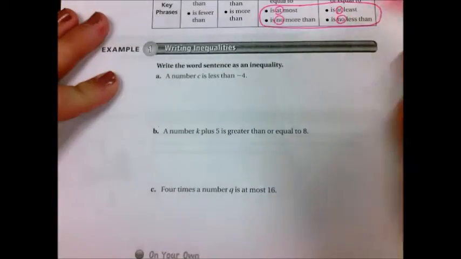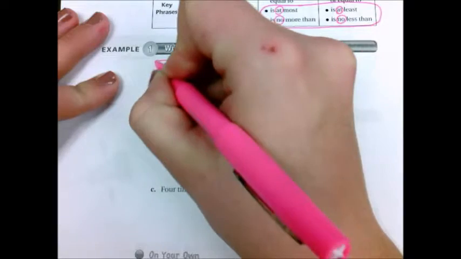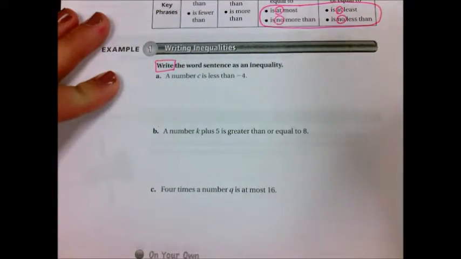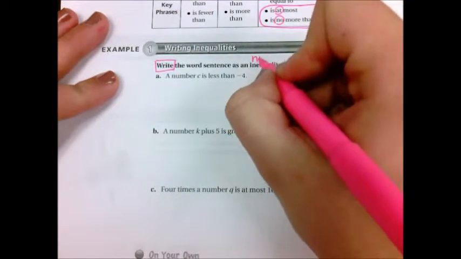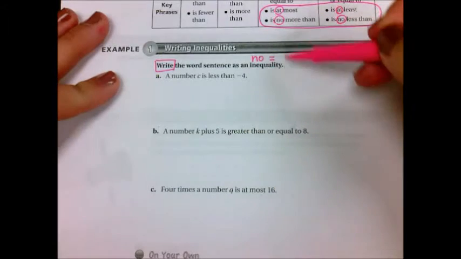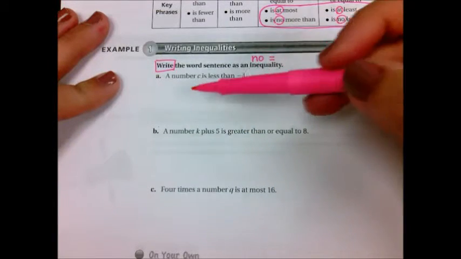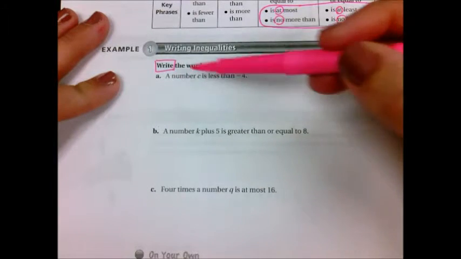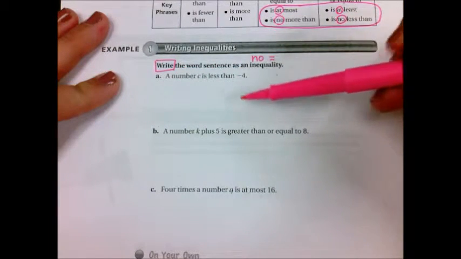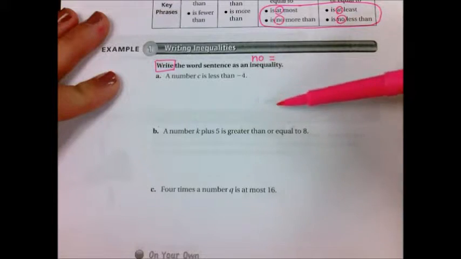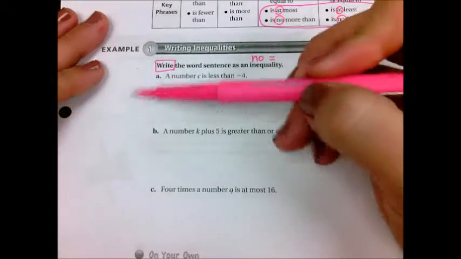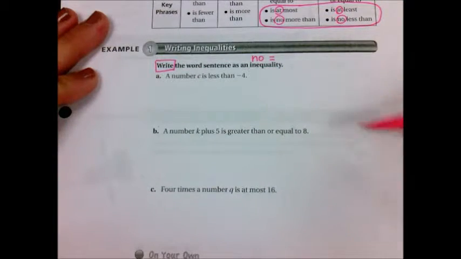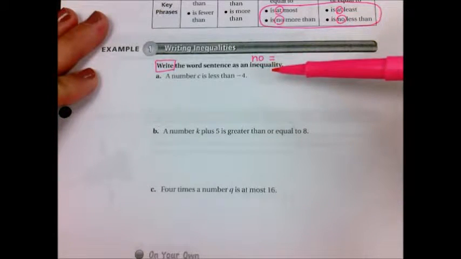Alright, in example 1, we're writing inequalities. Our direction word is to write. Just like when we were writing equations, we're going to translate this. If translating from a word sentence to a number sentence is confusing, I believe that was back in 7.1. We had a list of translations on one side of the paper. Those would all still work here.